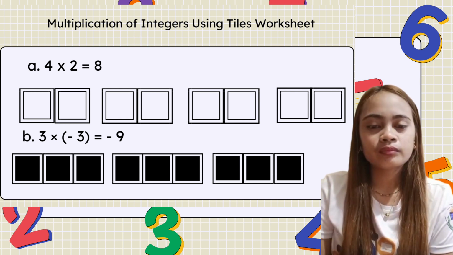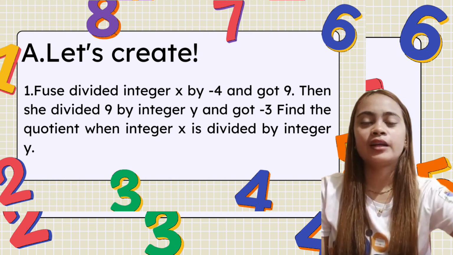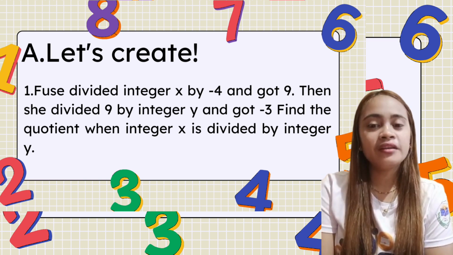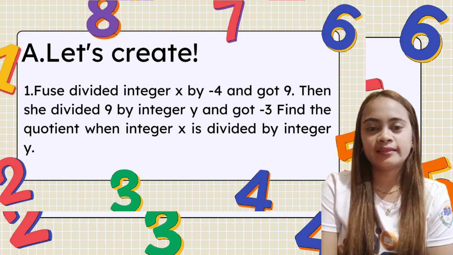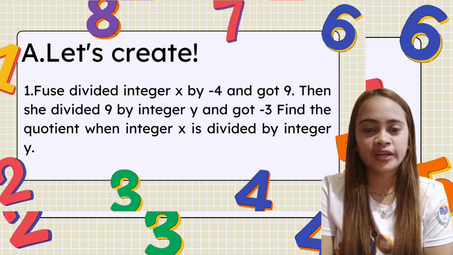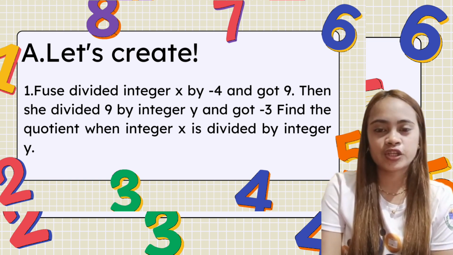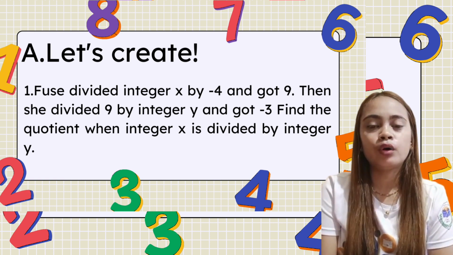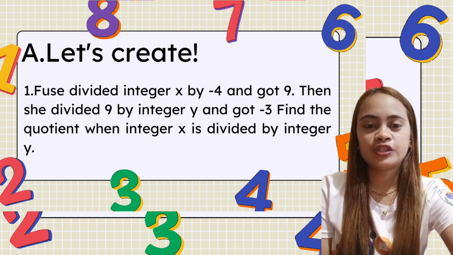And now, ngayon, kayo naman yung sasagot sa iba pang mga ginawa kong worksheet. Let's create. Number 1, Fe divided integer x by negative 4 and got 9. Then, she divided 9 by integer y and got negative 3. Find the quotient when integer x is divided by integer y. So, sasagutan nyo to sa isang buong yellow paper. Tapos, pwede nyo siya i-screenshot lang.